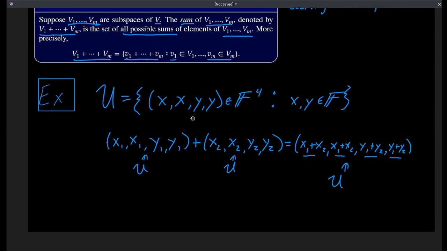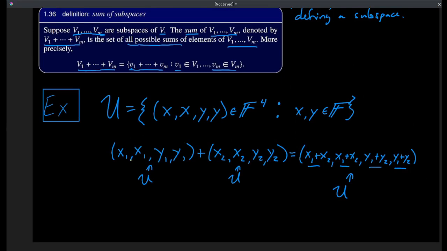Nice. Closure under scalar multiplication can be shown in exactly the same way. It's even easier. Basically, if the first 2 things are exactly the same and the second 2 things are exactly the same, then if you multiply all of them by the same field element, you will still have the first 2 things being exactly the same and the second 2 things being exactly the same. All right, cool. So U is a subspace.